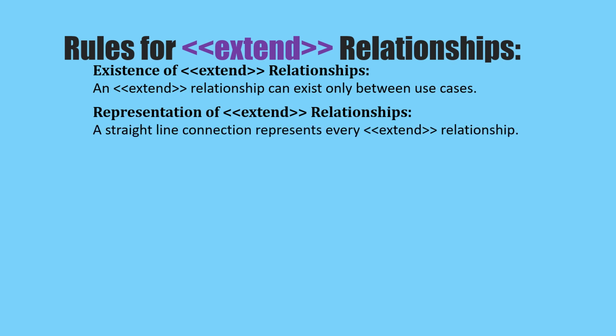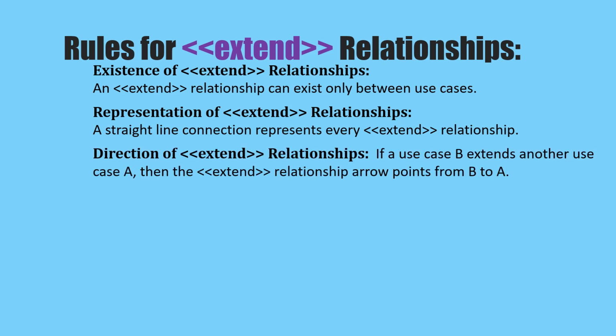Limitation on other relationships: if a use case B extends use case A, then there cannot be any other relationship between A and B. For example, in a banking system, if the authorize transaction use case extends the withdraw fund use case, there should not be any additional relationship between them.